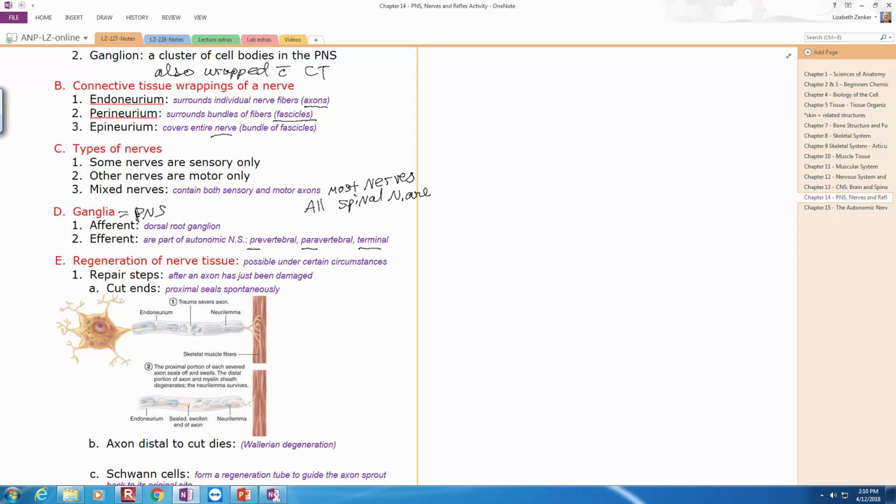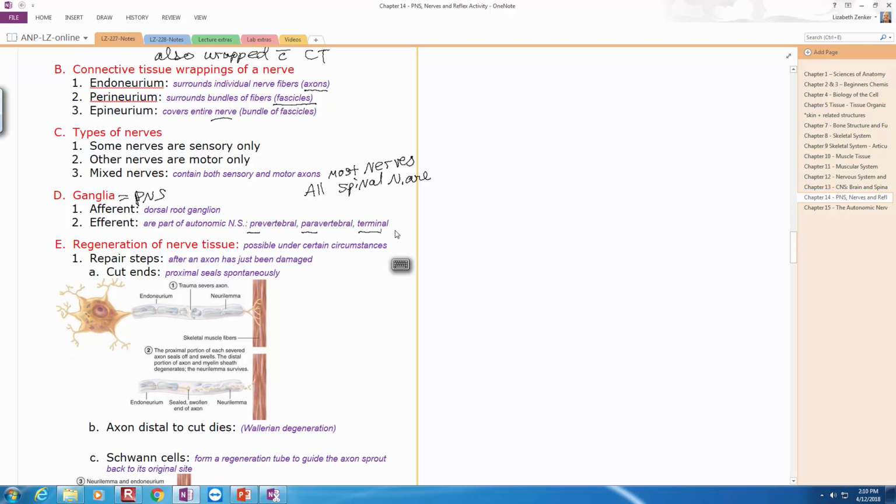So let's talk about repair steps. Repair steps after an axon has just been damaged. So this just happens. So let's say we have cut ends. On the proximal part, it seals spontaneously, okay? So that's kind of cool, right?